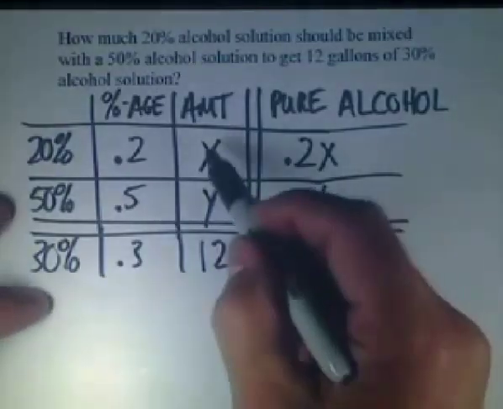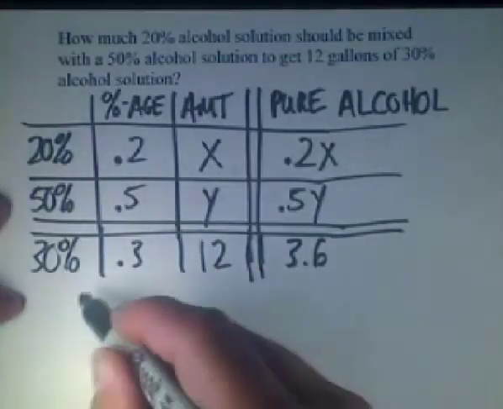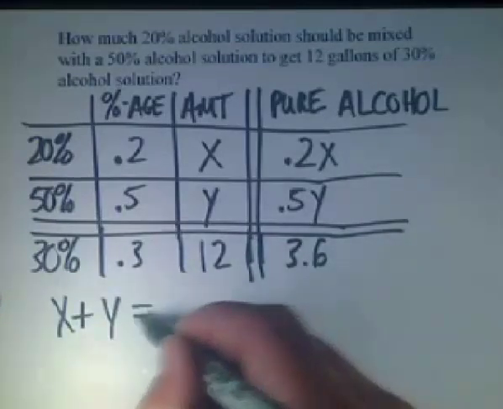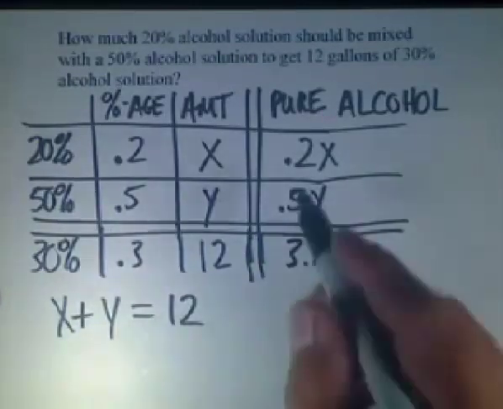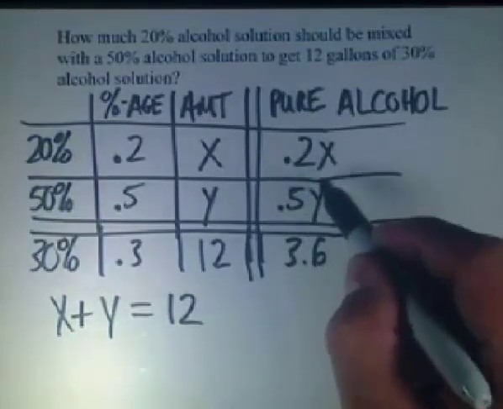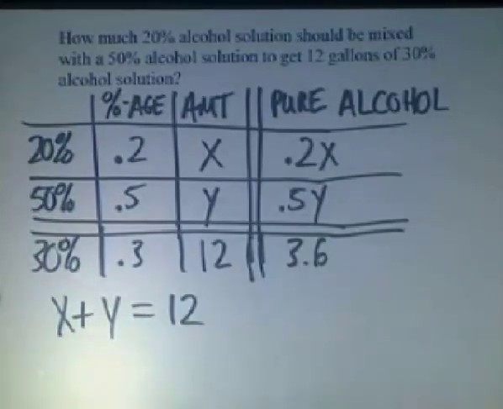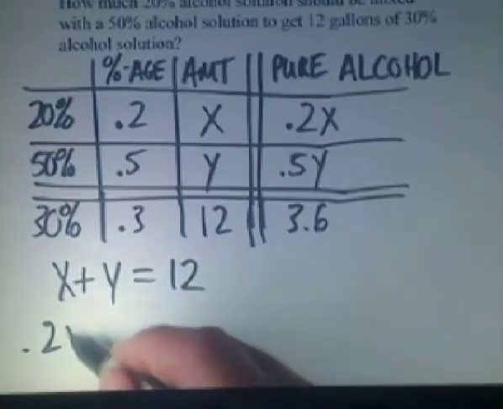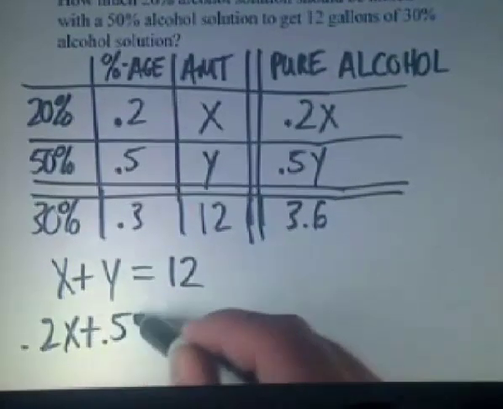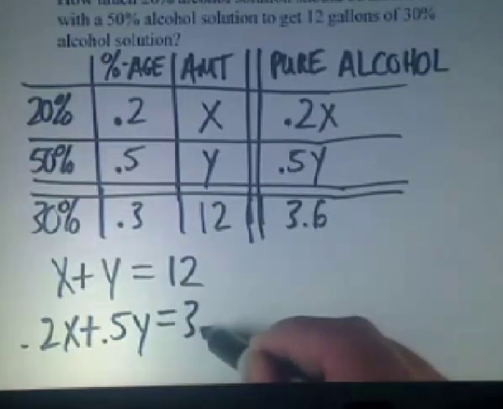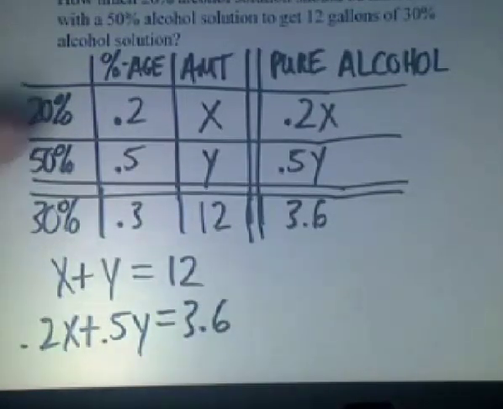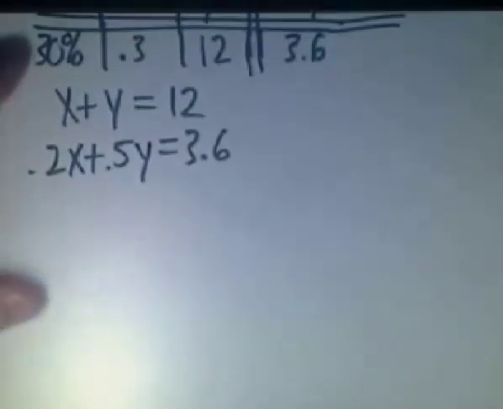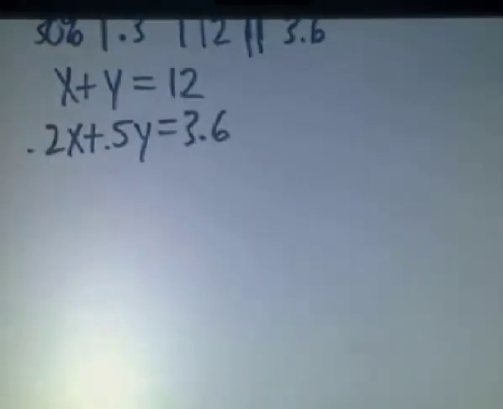We can say this: x plus y is equal to 12, so we'll set that up over here. And then we can also set up another equation, 0.2x plus 0.5y is equal to 3.6. So let's write that out just below that. So 0.2x plus 0.5y is equal to 3.6. And now we have a system of equations in terms of two variables. Let's go ahead and slide this up. And you can solve using either method you want.